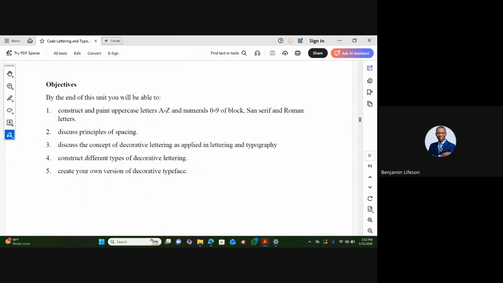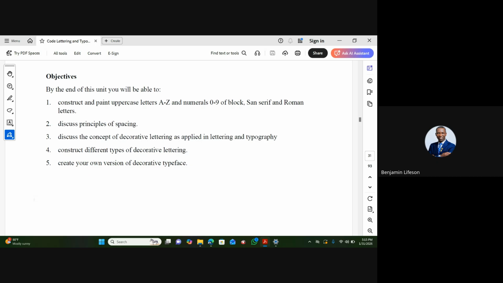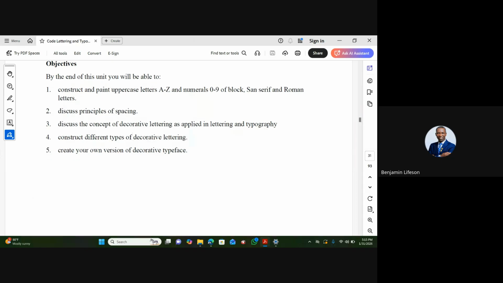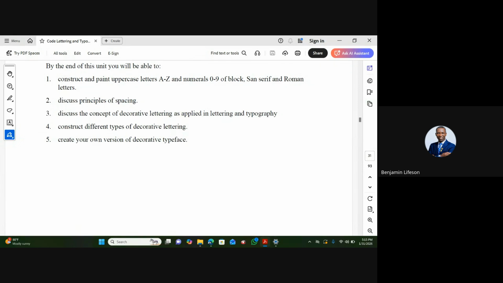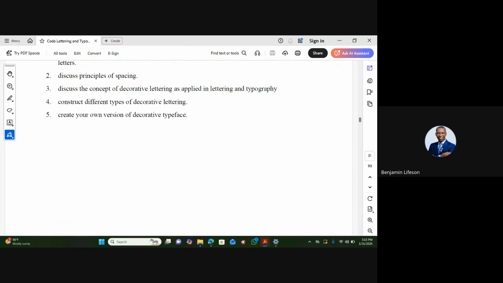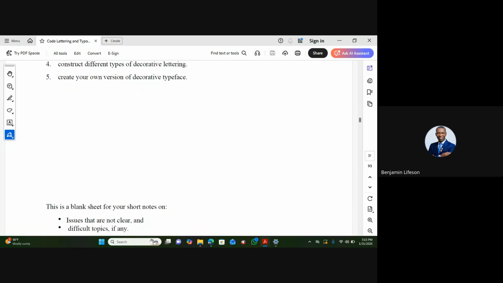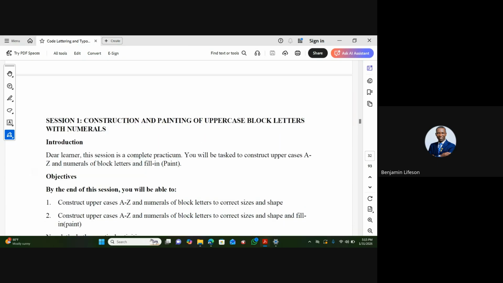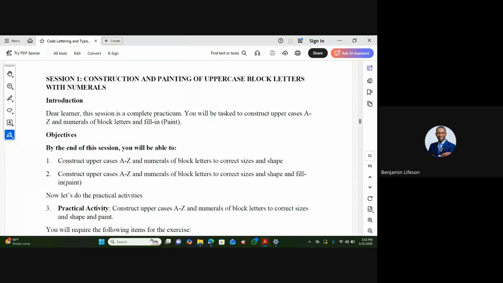At the end of the unit, we would be able to construct and paint letters A to Z and numerals 0 to 9 in blocks, sans serif, and Roman letters. Discuss principles of spacing, discuss the concept of decorative lettering as applied in lettering and typography, construct different types of decorative lettering, also create your own version of decorative lettering. So let's pay attention as we do that.